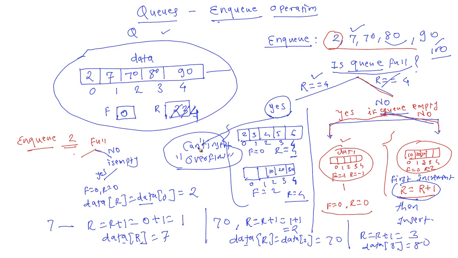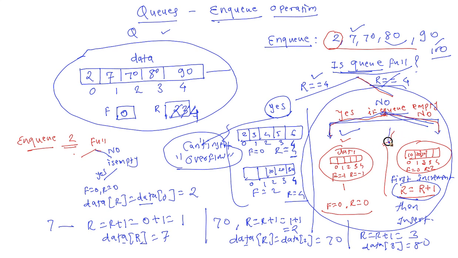I guess you got this clearly, right? Clear 3 steps. First check if queue is full. If the answer is yes, then just exit printing overflow. And if no, that means we are now going to perform the enqueue operation, because we have made sure that the queue is not full. And when performing the enqueue operation, we have 2 cases which we need to consider. The first case is it is the first enqueue operation or the first insertion.